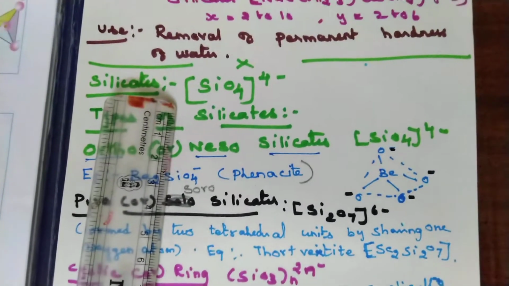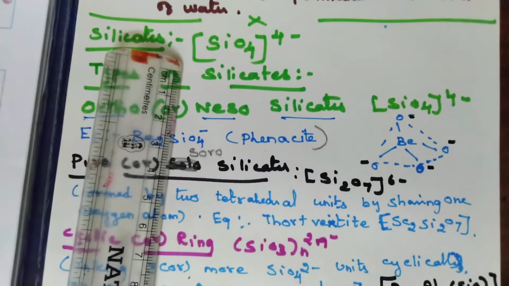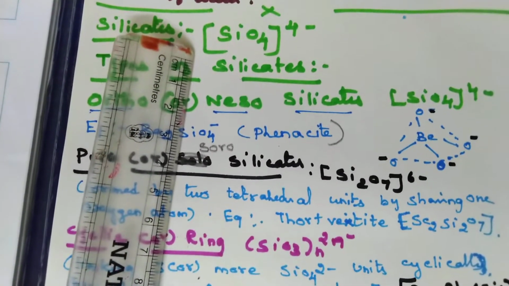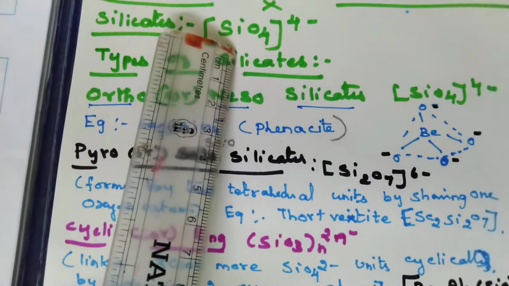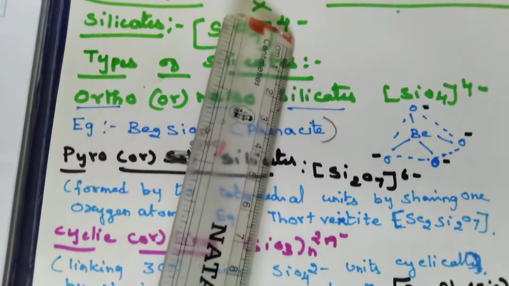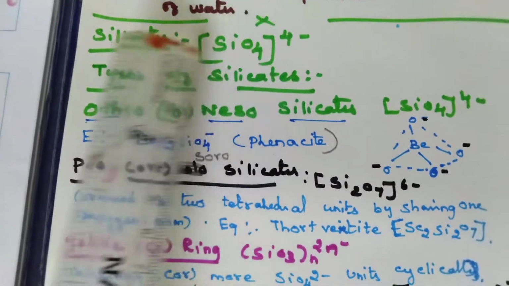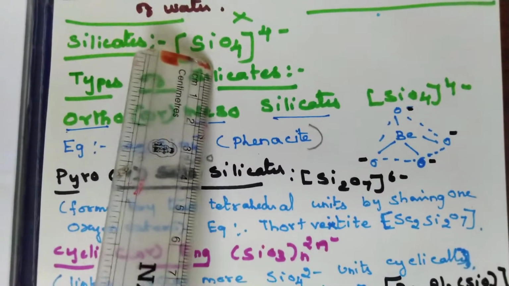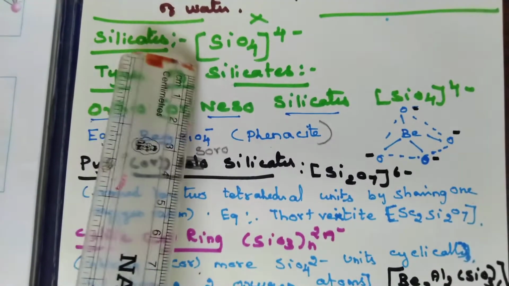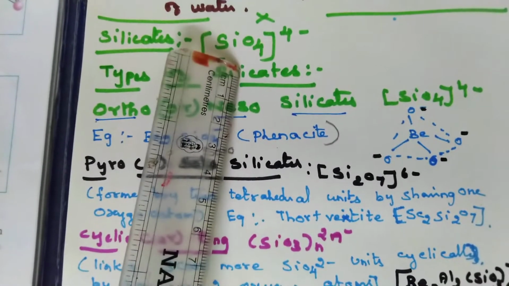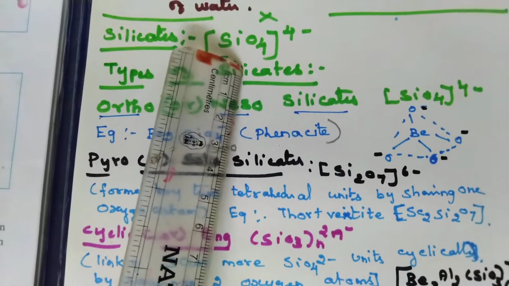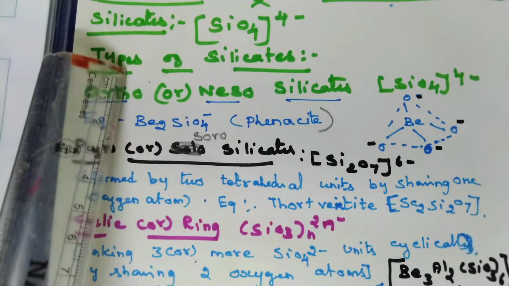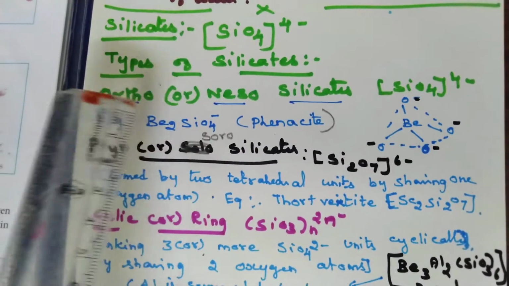Silicates. What are silicates? Silicates are the minerals which contain silicon and oxygen in tetrahedral units. The tetrahedral unit is nothing but SiO4 4-. These units linked together in different patterns are called silicates. So here, what are the different types of silicates?